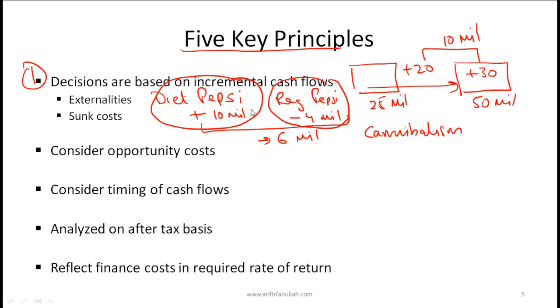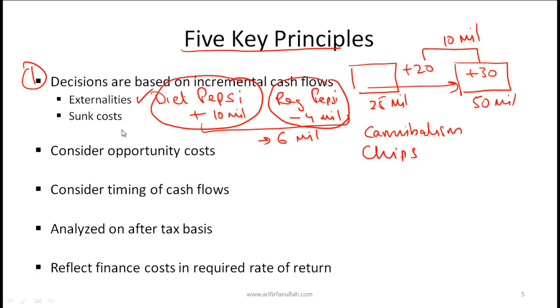Externalities can also be positive. For example, if Pepsi now decides to launch a chips business, let's say they are deciding to launch Lay's chips in Karachi, and they determine that by selling Lay's chips, that will increase the sales of their soft drinks. So the increased sales should also be factored into the cash flow analysis for the new chips project. So that's what you need to know about externalities.